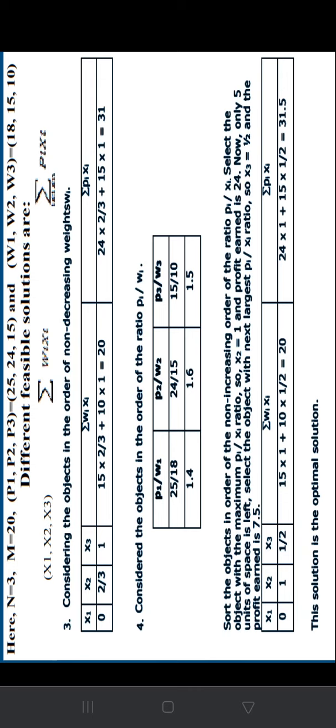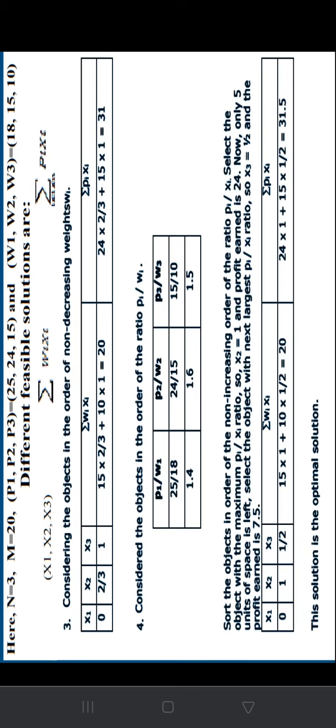By this we get the solution as 24 into 2 by 3. Whatever ratio you apply for the weight, you should apply the same for the profit also. Okay. So 24 into 2 by 3 plus 15 into 1, which is 31. This is giving a little higher value as the solution.